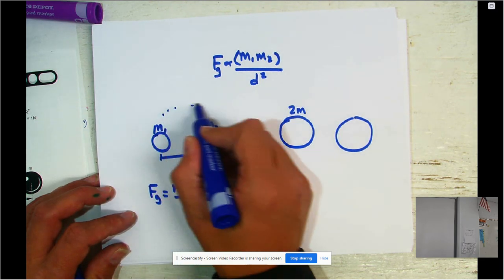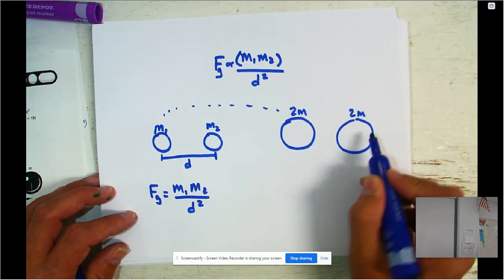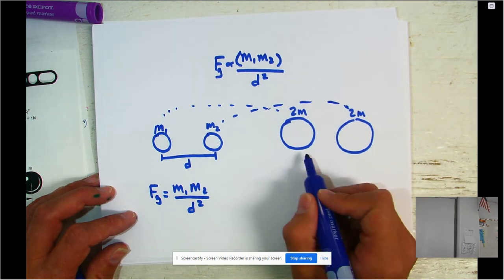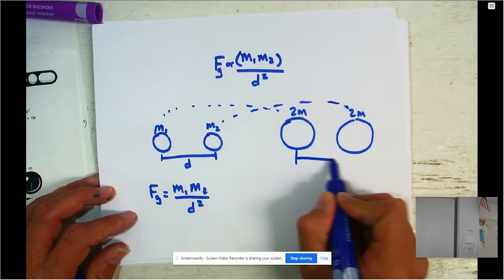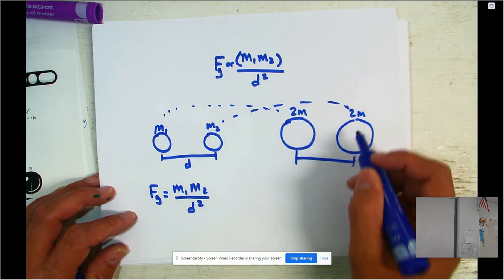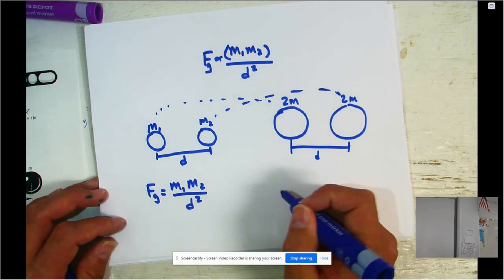So if you think about it, we're increasing the mass here, and then we're going to double the mass here. Let's say that the distance stays the same. All we're doing is changing the mass. We're increasing the mass on both ends. We're going to say that the distance stays the same. So we're going to do a comparison.